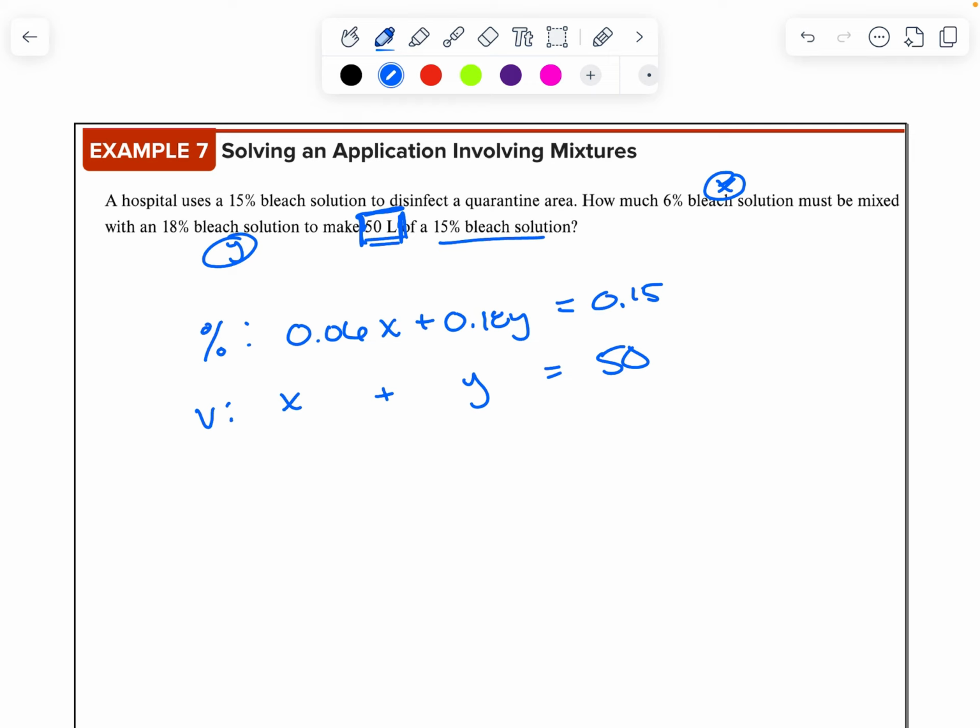And again, here I can solve by either substitution or elimination. I tend to prefer elimination when I can do it. So what I'm going to do is multiply this whole equation by 100 to try and get rid of the decimals, and that's going to give me 6x plus 18y equals 15. Then to get this one to match it, I'm going to multiply this whole equation by -6. So I get -6x minus 6y equals -300.